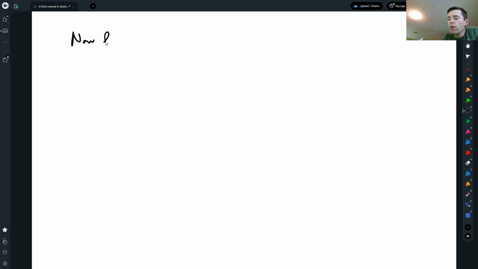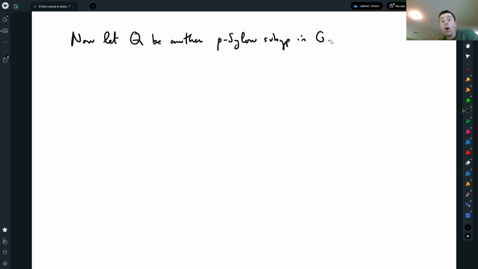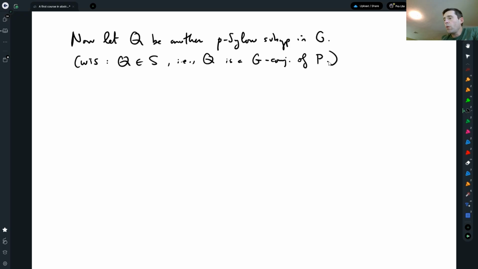So now let Q be another P Sylow subgroup in G. We're hoping that Q is a conjugate of P so that it is in S, but I don't know that yet. So let's just pick one. I want to show that Q is in S, i.e. Q is a G conjugate of P, but I don't know that. So instead, we're going to do the following trick.